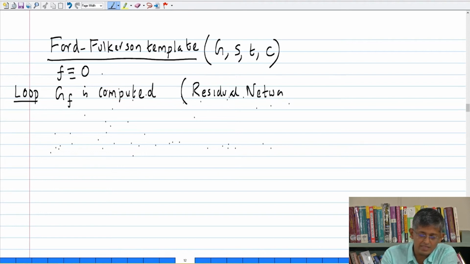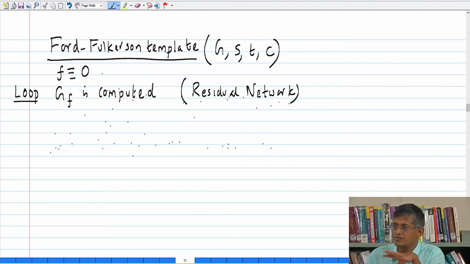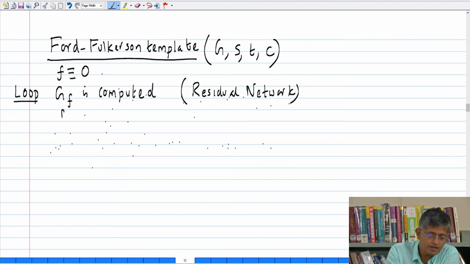Intuitively, you can imagine the residual network is a network that somehow encodes information about how much more capacity is available on all the arcs. It's a very loose way of speaking. I will formalize a residual network shortly. Find the ST path in GF.